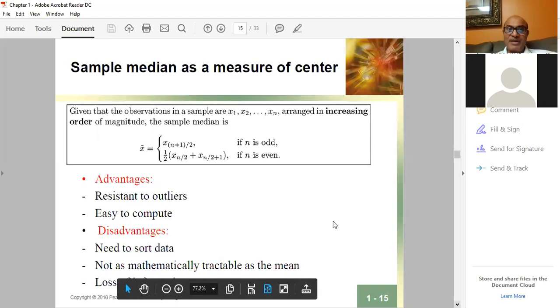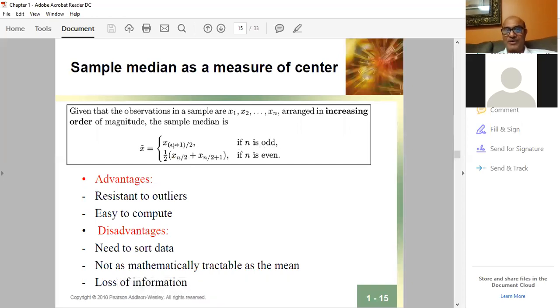The second one is the sample median, a measure of center. You can see this is the definition. When n is odd, suppose n equals 15, an odd number, 15 plus 1 is 16, 16 divided by 2 is 8, so we get the 8th value. If n is even, suppose 12, 12 divided by 2 is 6, and 6 plus 1 is 7. So you take the average of x6 and x7. I will let you know all these things using examples next time. This is just the definition.